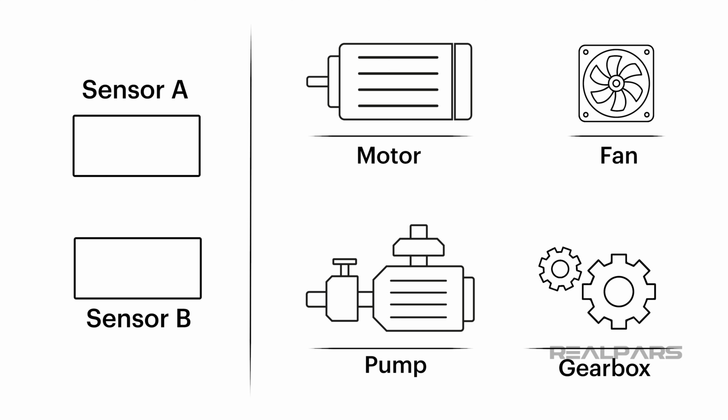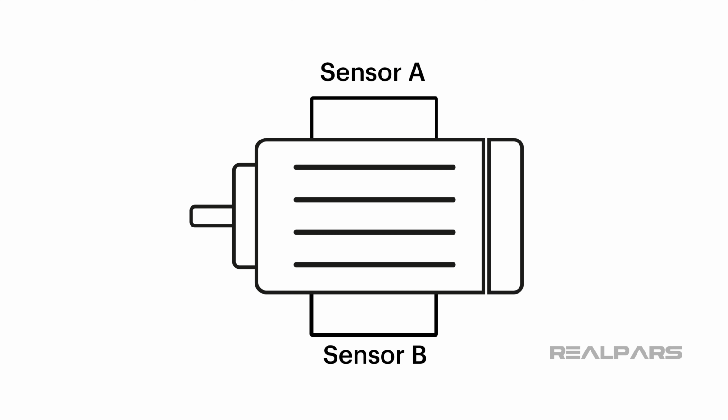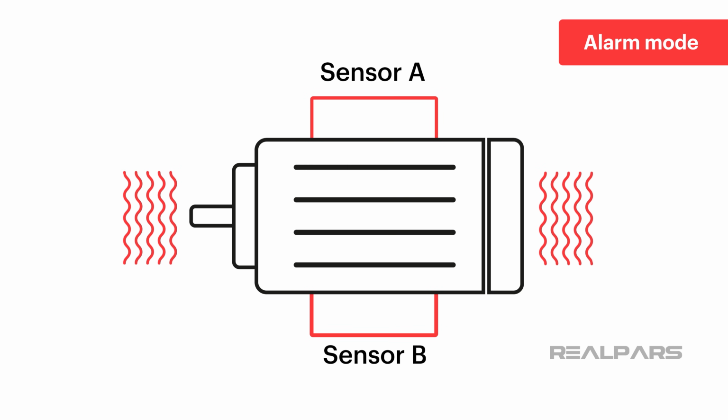Vibration sensors are usually used on rotating equipment such as motors, fans, pumps, gearboxes, and so on. Let's say we have our two vibration sensors installed on an electric motor. We can use these sensors to measure the vibration of this motor. In normal operation, we have normal vibration for the motor. But when there is something wrong with the motor, we'll have an unusual vibration.